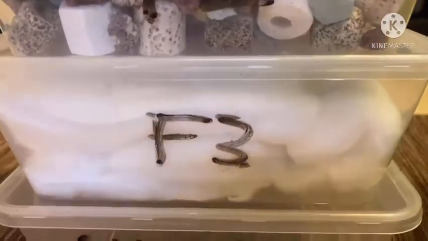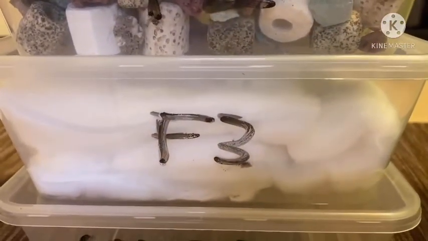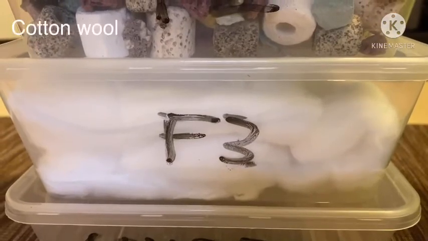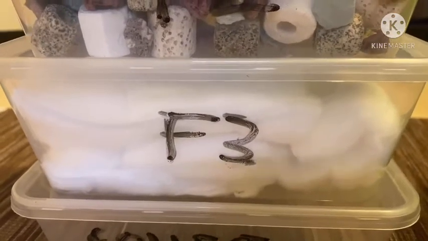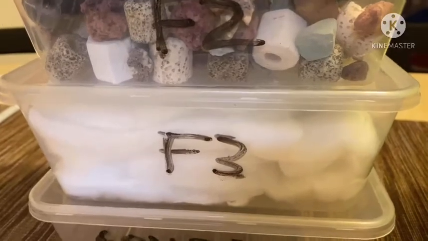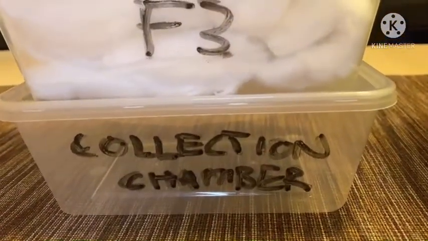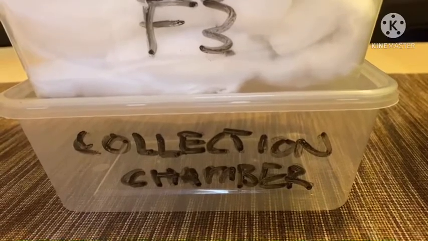After the second stage, the water moves to the third stage, where I have added cotton wool. The cotton wool serves the purpose of trapping all ultra fine particles that are found in water. Then the water moves to the collection chamber. The collection chamber is where we collect the filtered water.